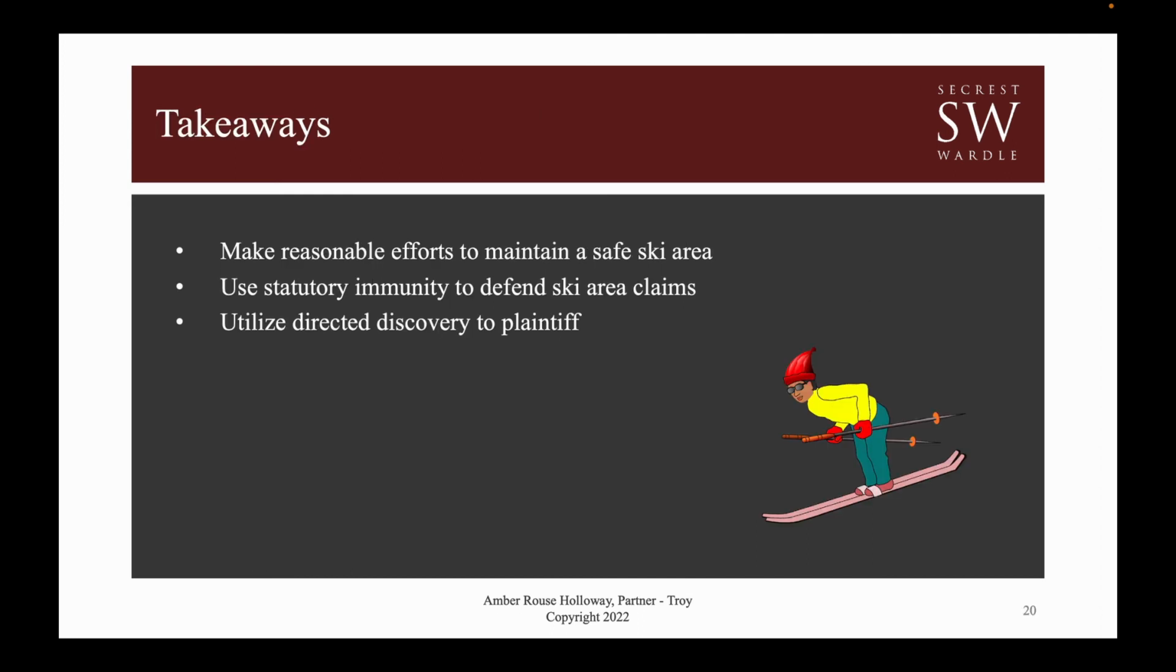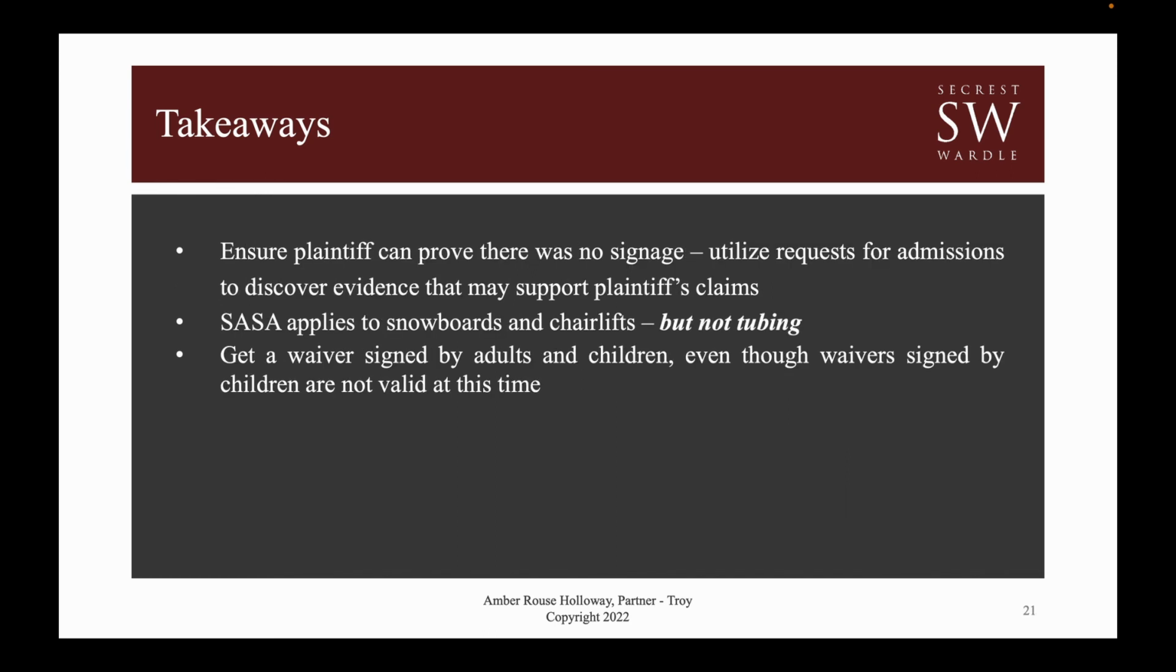All right, and I do have some takeaways. Generally speaking, a ski area must make a reasonable effort to maintain a safe ski area. They use the statutory immunity to defend the ski area claims, which is very broad, but they must utilize directed discovery to plaintiff if litigation does occur. Also, you must ensure that a plaintiff can prove that there was no signage, and utilize requests for admissions to discover evidence that may support plaintiff's claim.